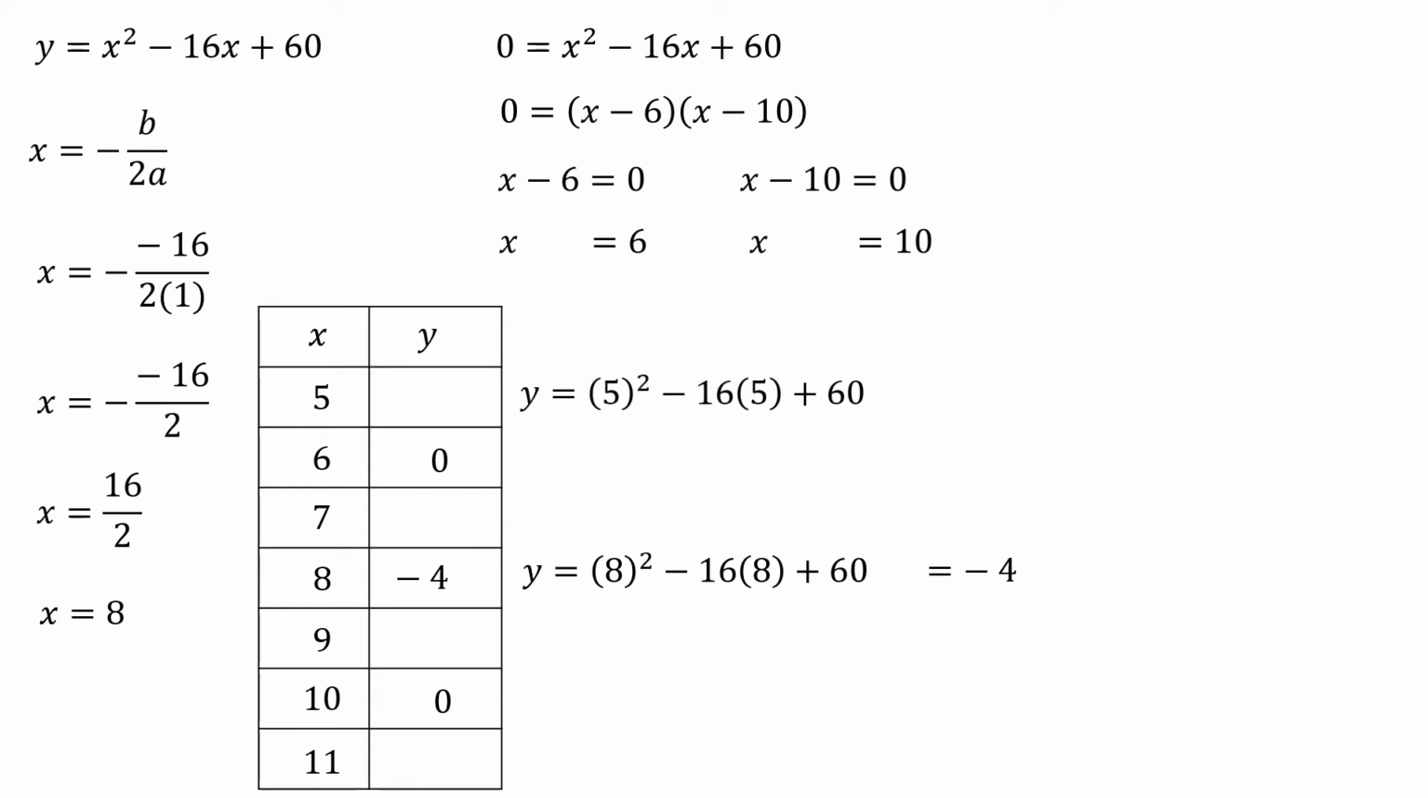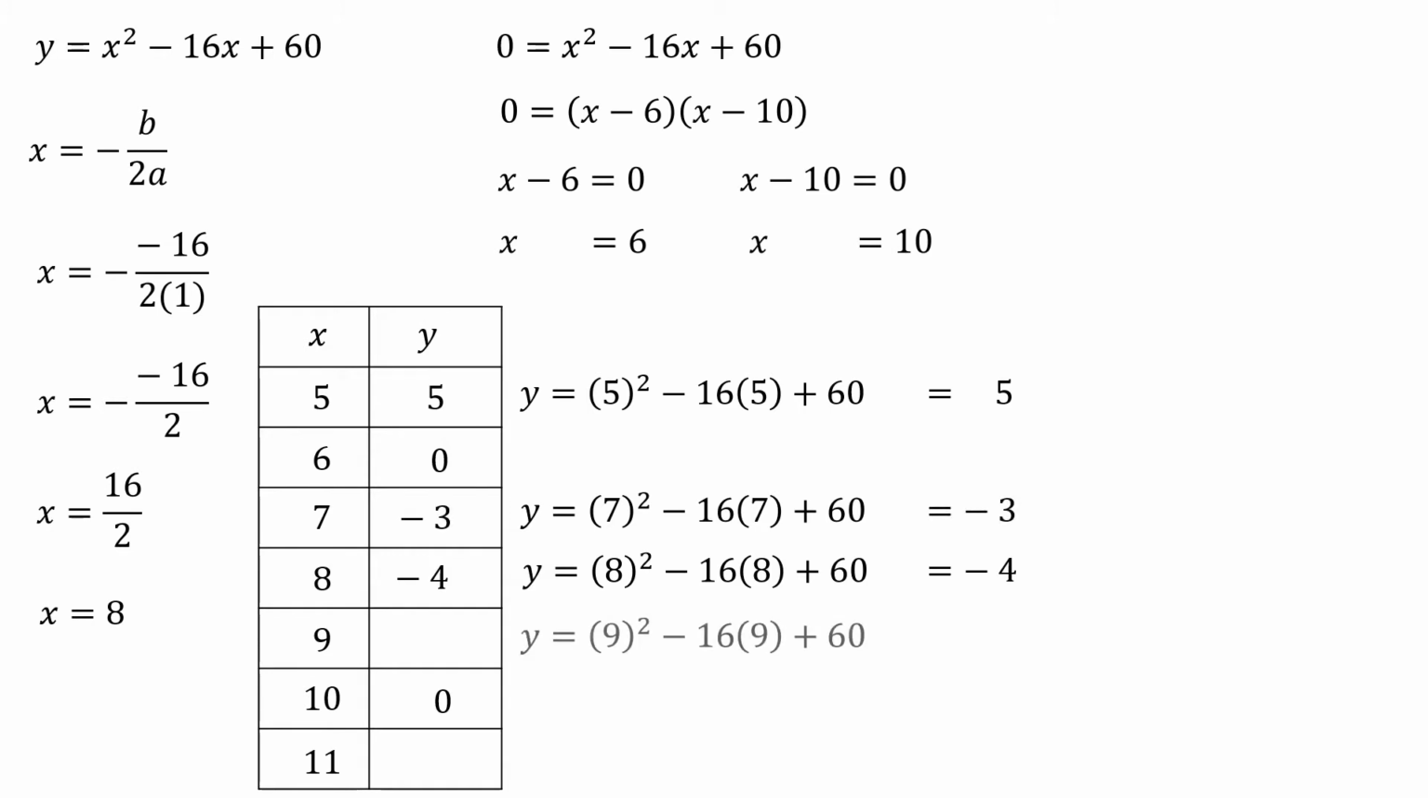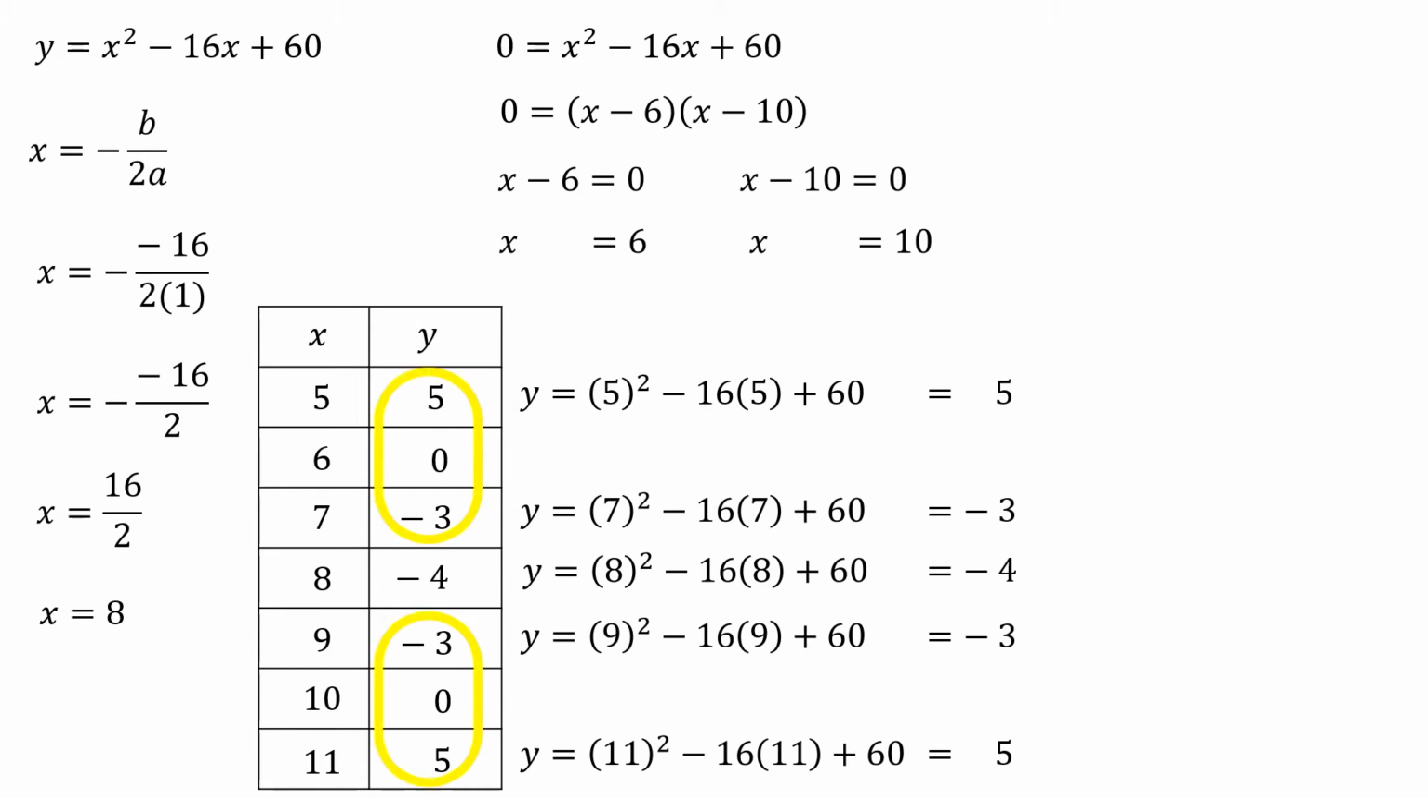Or I could have just taken the values of x, plugged them in, calculated the values of y, and of course I better get a mirror image. I should have the exact same results on each side of that vertex.